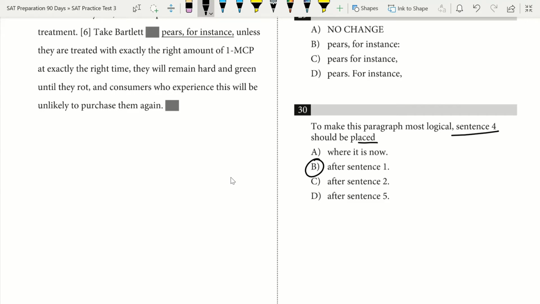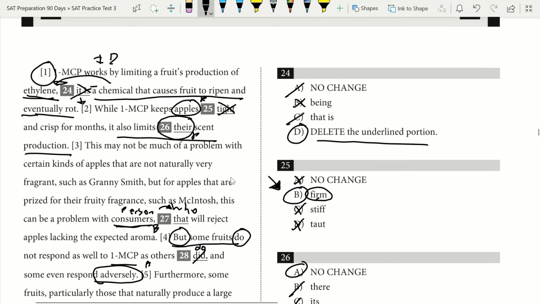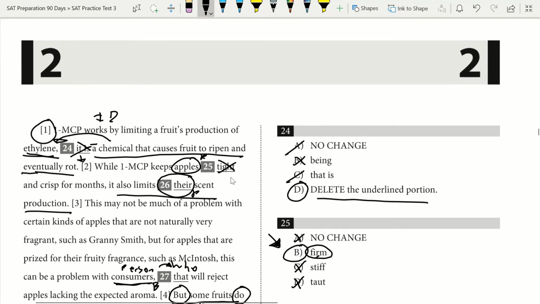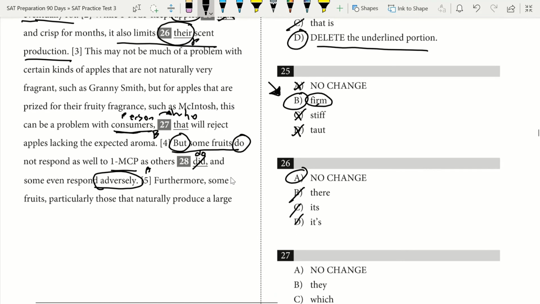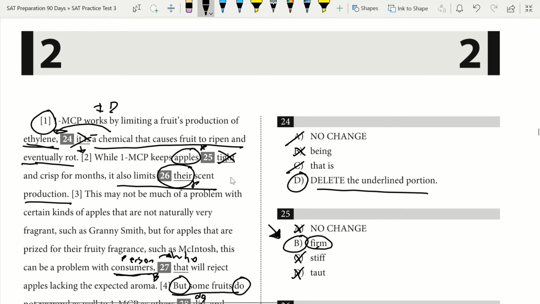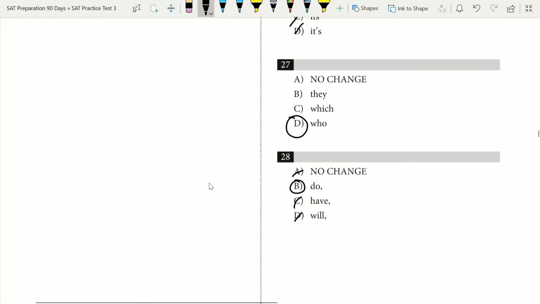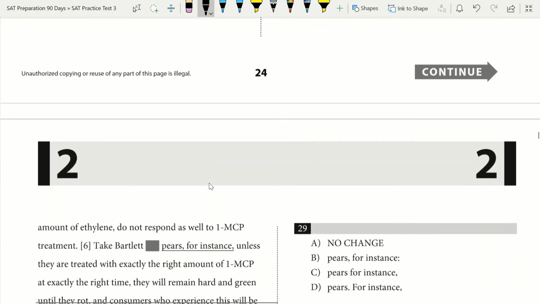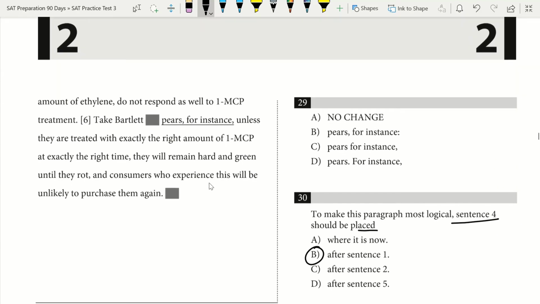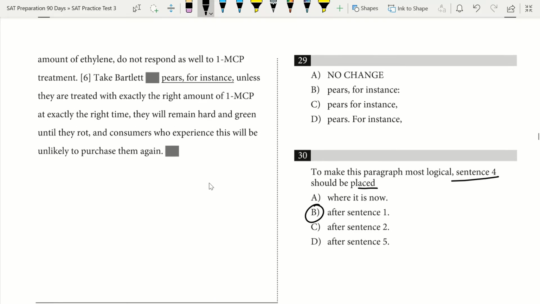Okay, so that correctly places my adverse effects, which I talk about in sentence 4, right at the end. Some respond adversely before discussions of adverse effects such as scent being limited, right, which can be a problem with apples such as Macintosh. All right, furthermore, some fruits, particularly those that naturally produce a large amount of ethylene, do not respond as well to 1 MCP treatment. Take Bartlett pears, for instance.